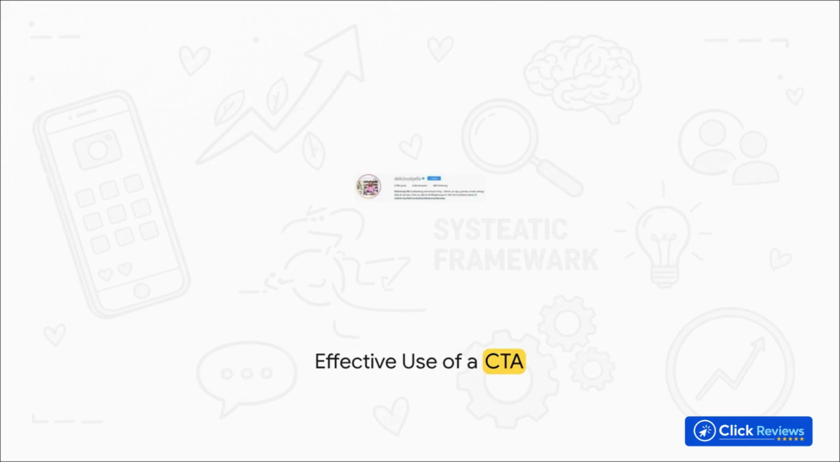And if you want to see an absolute masterclass in CTAs, check out this food profile. It clearly says, "Get the cookbook below," and it's actually paired with a downward pointing emoji aiming directly at the link. There is zero ambiguity here about what the visitor is supposed to click on next. It's clean, it's super direct, and honestly, it is perfectly designed to convert.